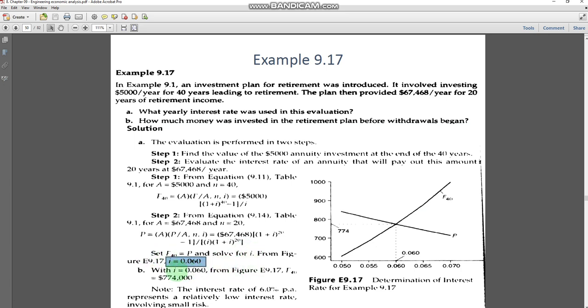Okay, so now once you have the value for this i, 0.060 or 6%, you can put the value for this i within this equation or this equation to get the actual value for this F of n. If you want to estimate how much money was invested in the retirement plan before the withdrawals began, we can use this equation, where you put the value for i to be 0.060 and you would get the number $774,000 respectively. Okay, the interest rate of 6% per annum represents a relatively low interest rate involving small risk.